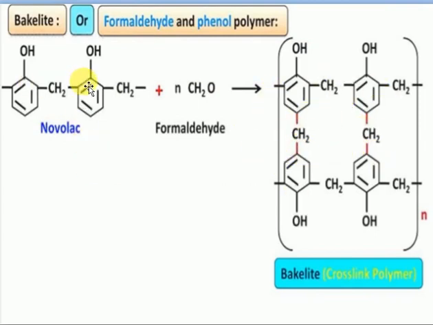Students say that by seeing the structures we feel very confused, but there is no need to be confused. Look here, one benzene is there, one OH group is right here. You can write a CH2 group here, CH2 group here, CH2 group here. If an OH group is there, with CH2 attachment, this is nothing but bakelite only.